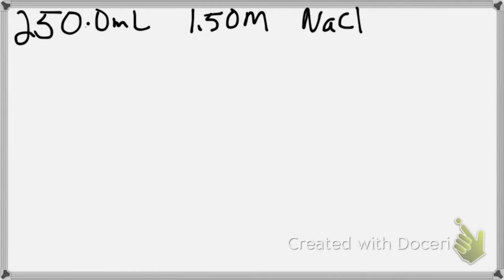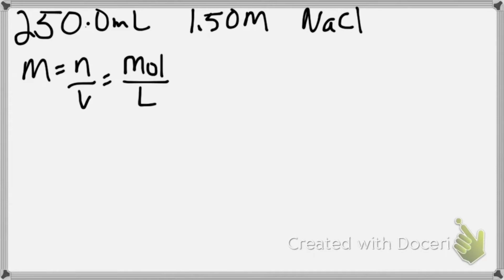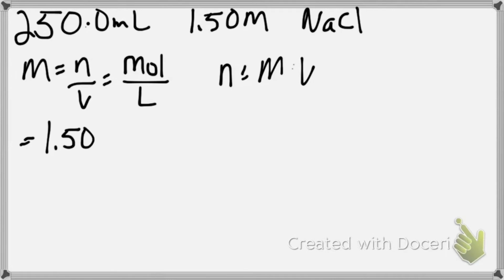NaCl. Well, the equation you start off with is molarity equals n over V. And remember, n is moles, volume is liters. So what you have to do is rearrange that equation for n, and what you get is n equals M times V. Now what I'm going to do is, instead of writing just capital M for molarity, I'm going to write it as moles per liter, because that will help remind you that instead of 250.0 milliliters, you have to convert that to liters, because you need the liters to cancel out.